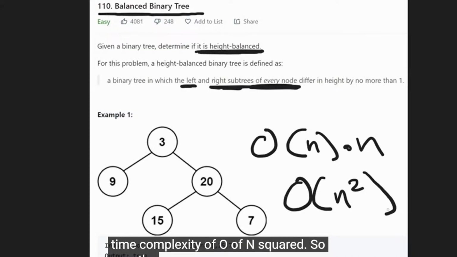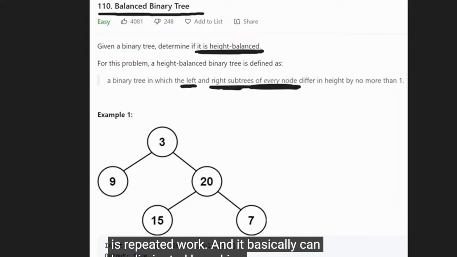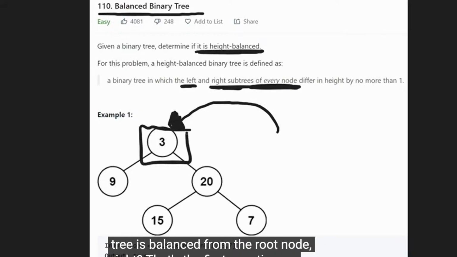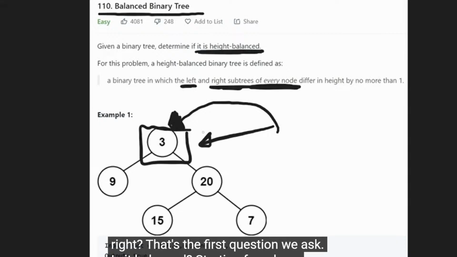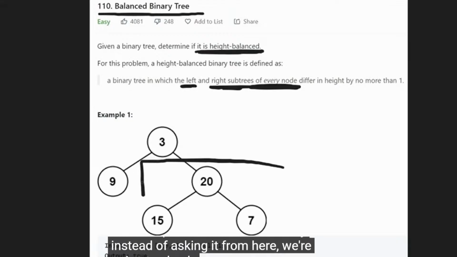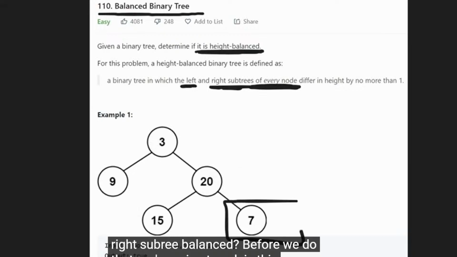So now the question is, can we do better than that? Is there any repeated work? And I'll show you that yes, there is repeated work, and it basically can be eliminated by asking the question in a different order. What I mean by that is instead of first asking if the entire tree is balanced from the root node, right? That's the first question we asked. Is it balanced starting from here? Instead of asking that, we do this bottom up. We recursively, instead of asking it from here, we're going to check, okay, is this entire right subtree balanced? Before we do that, we're going to ask, is this entire subtree balanced?